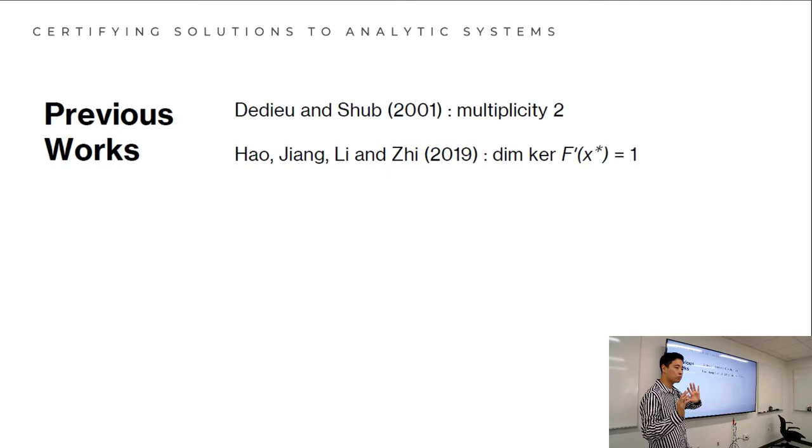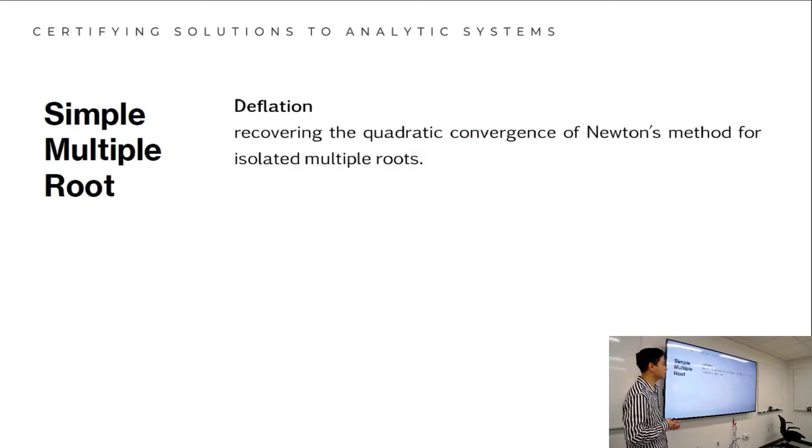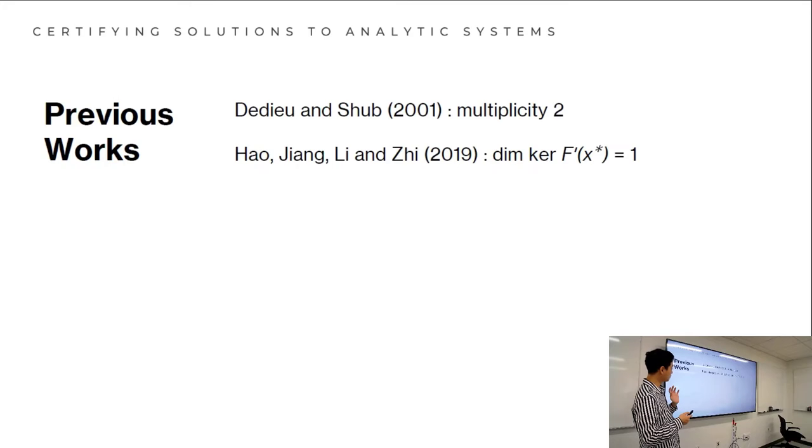But the multiplicity structure is really complicated, so we want to restrict ourselves to some simpler cases. So we want to define simple multiple root. Before we define that, let me introduce the deflation method first. Can you go back to the previous slide? Yes. So the dimension of the kernel of F prime is 1. Is that so?